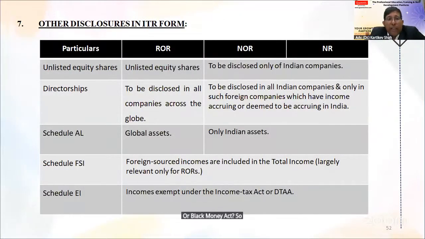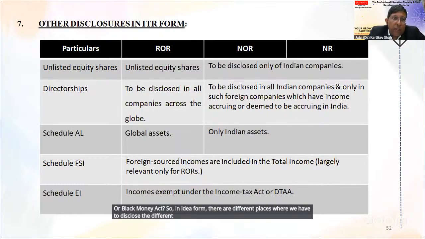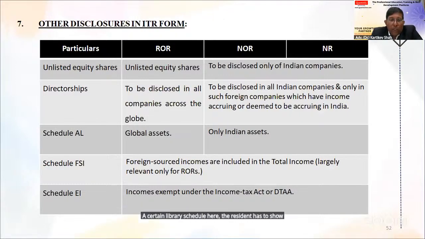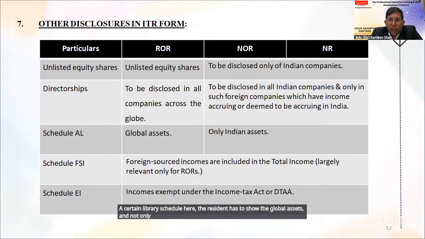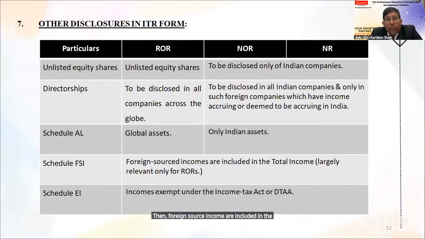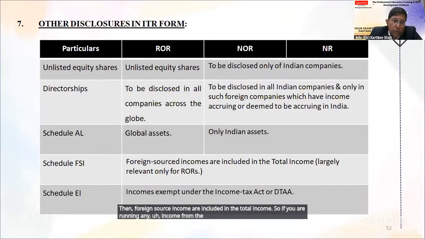So in the ITR form, there are different places where we have to disclose the different aspects: the unlisted equity shares, then directorship, if you are having directorships in any companies. Then asset and liability schedule AL, where the resident has to show the global assets, not like an ordinary non-resident Indian. Then foreign source income is included in the total income. So if you are earning any income from foreign sources, you have to show it in Schedule FSI and Schedule EI, income exempt under the Income Tax Act or DTAA.